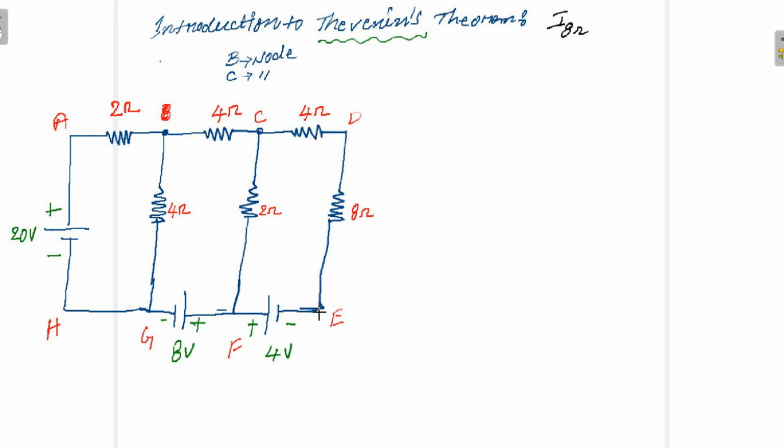Next, is E a node? No. Whatever current is coming to the node, the same amount of current flows through this battery. Now let us come to this point. Some amount of current is coming here, and some amount of current flows here. The summation of these two currents comes out from this point. So F is a node.